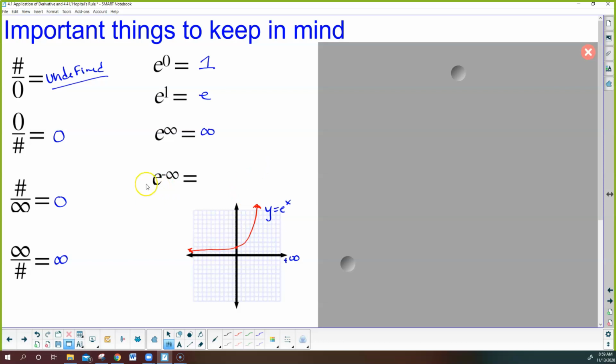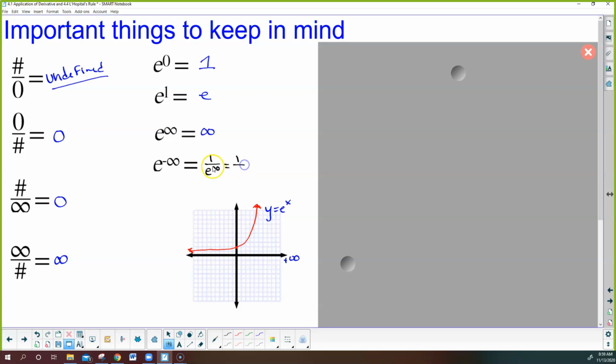So those ones students are pretty good at. It's the next one right here that I want to just show you how we can think of this now. That is helpful. If I have e to the negative infinity, well, the negative exponent is just going to bring that down in the denominator. So I get 1 over e to infinity.